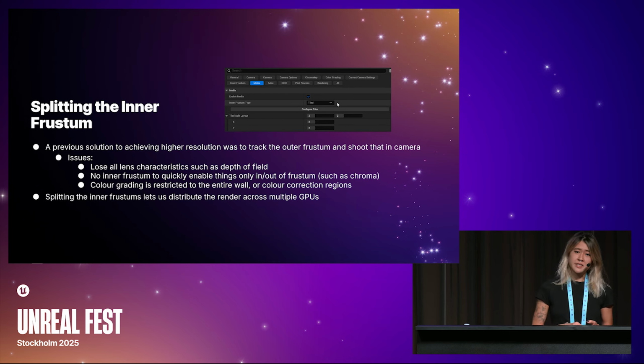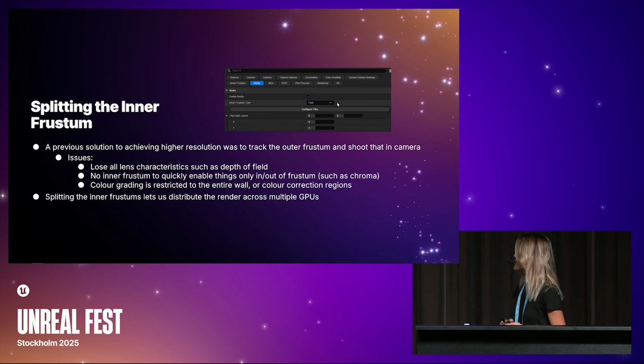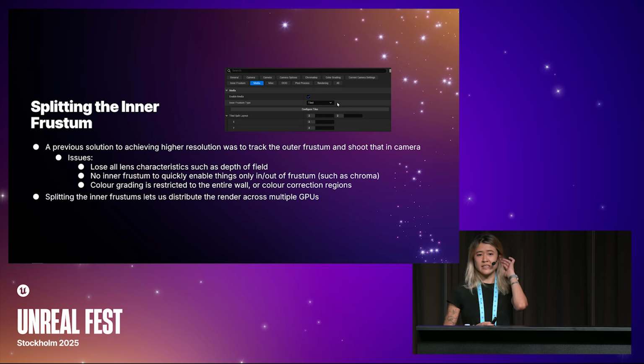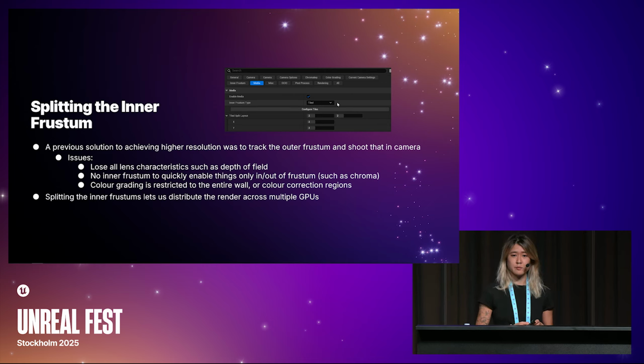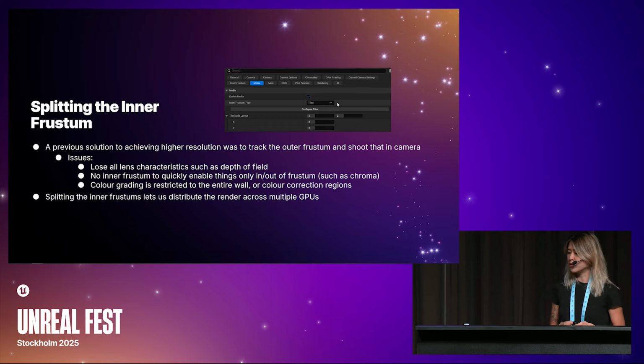Our previous solution to this on those about to die was just to use the entire wall as a frustum, and we tracked the outer frustum, which gave us high resolution, but then you lose things like depth of field; everything is on the same focus plane. And you can't easily make the frustum blue or turn on chroma. You'd have to put something there, turn the frustum back on, and then switch it to chroma.